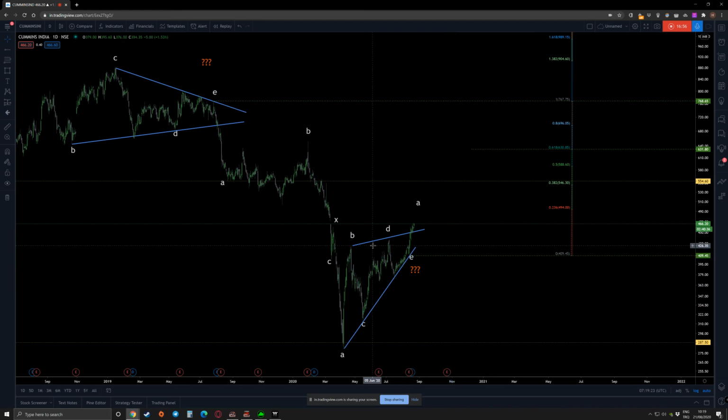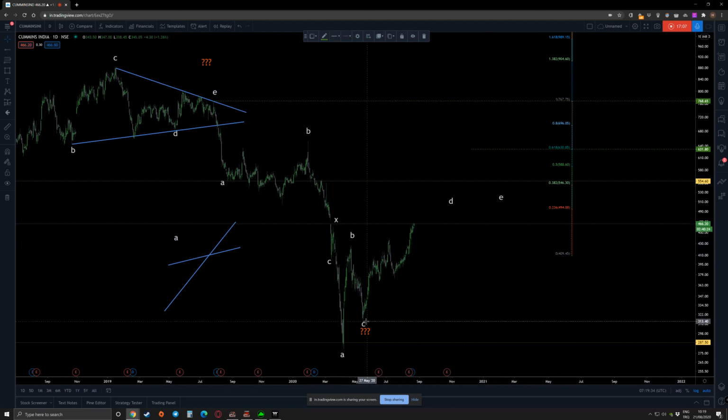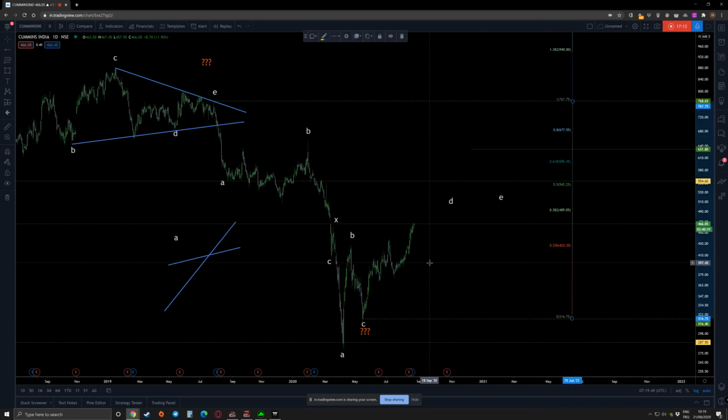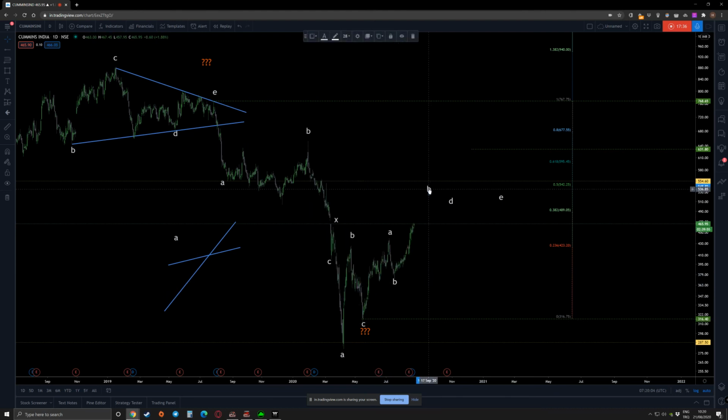Let's actually change the option. What if this is not a triangle? Okay. And this is the case. We have a flat with a failure that ended this move. Then you take this move here and you take here, and look, in this arrangement this doesn't work as well. 318 doesn't mean anything. And now in that case, this move looks like this is the wave A, this is the wave B, and it looks like this is the wave C.